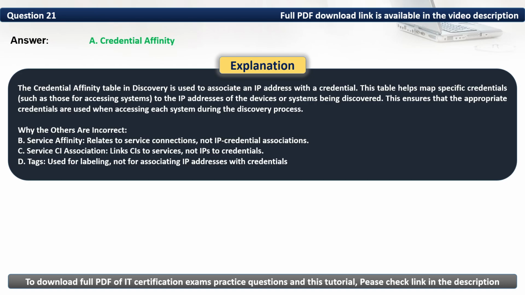The credential affinity table in Discovery is used to associate an IP address with a credential. This table helps map specific credentials to the IP addresses of the devices or systems being discovered. This ensures that the appropriate credentials are used when accessing each system during the discovery process.